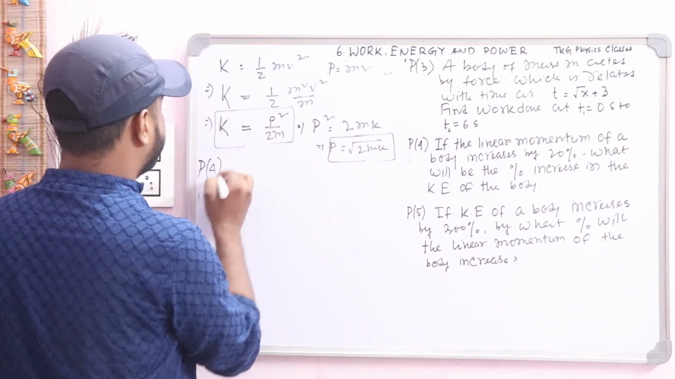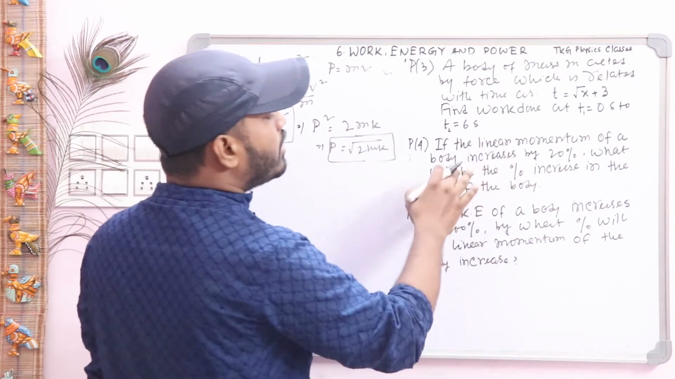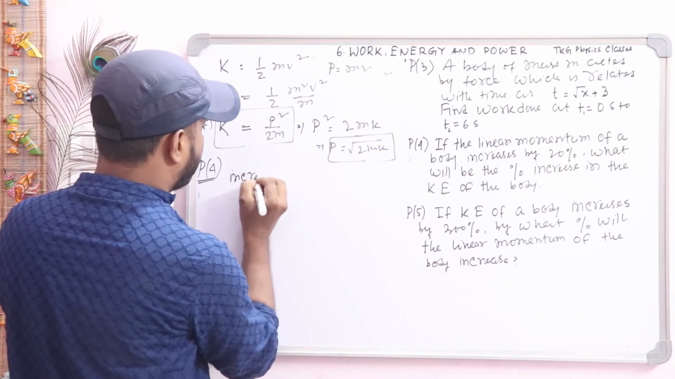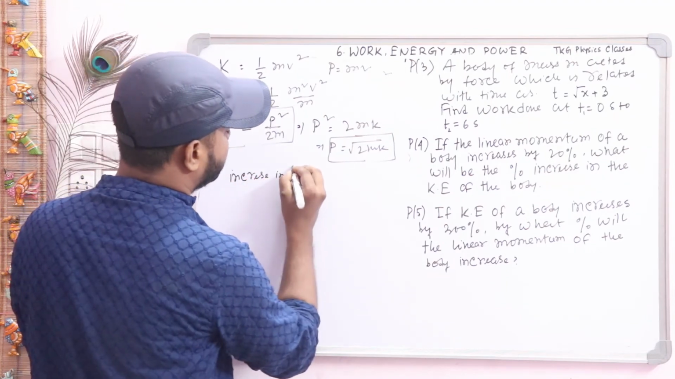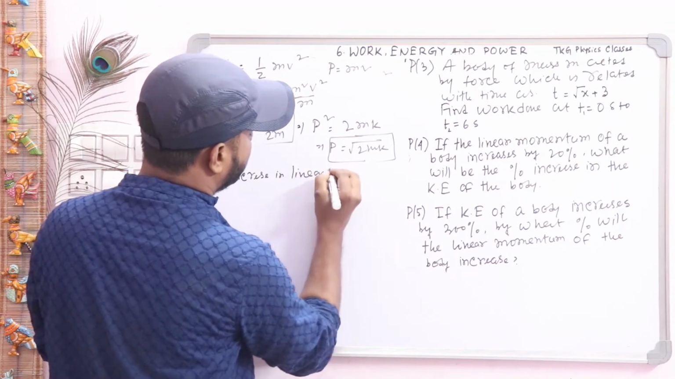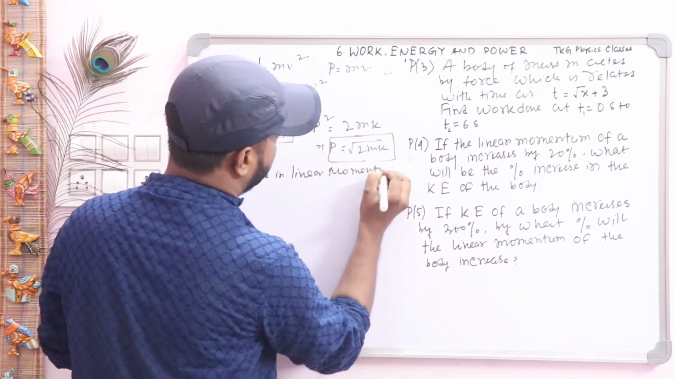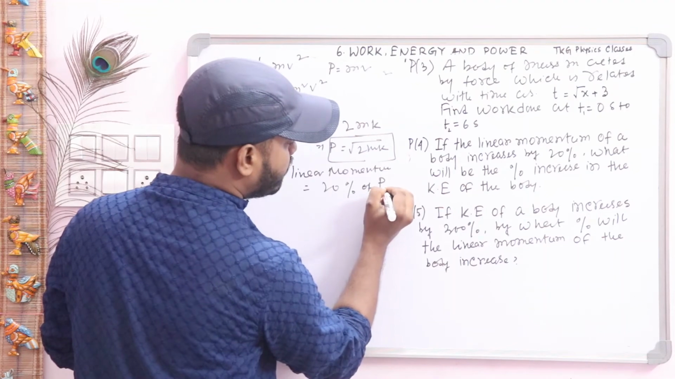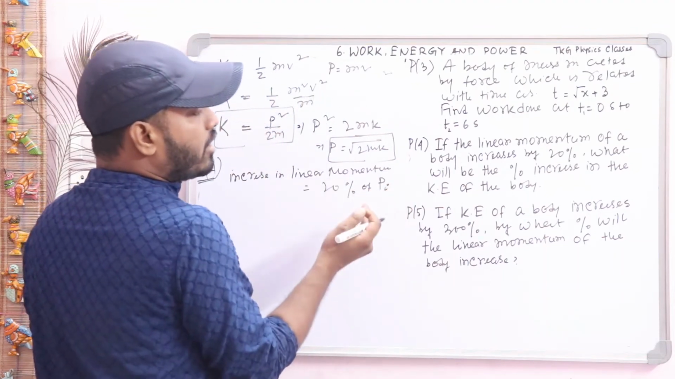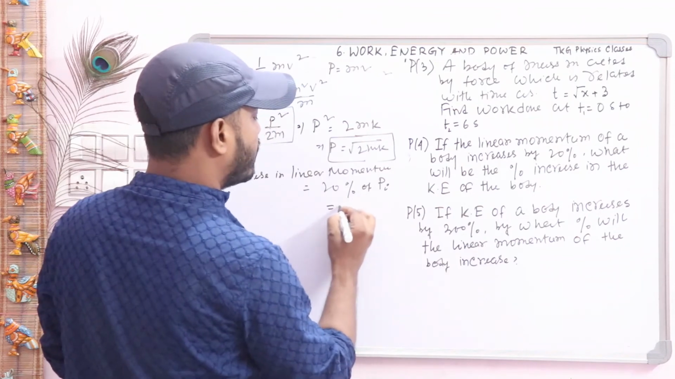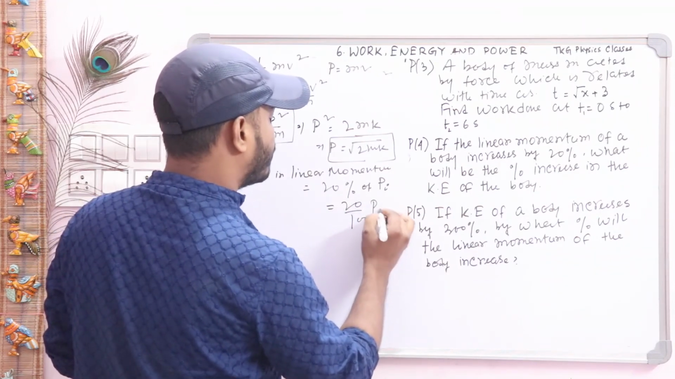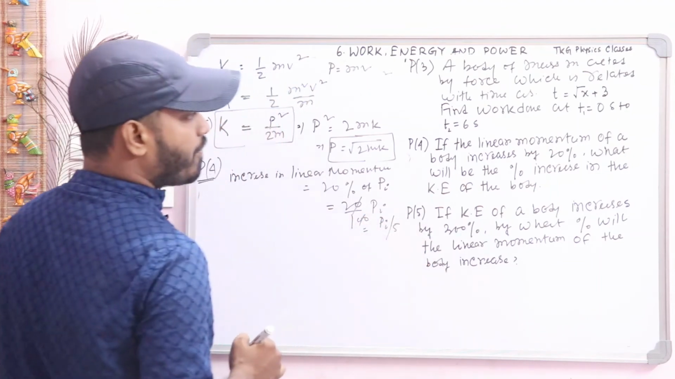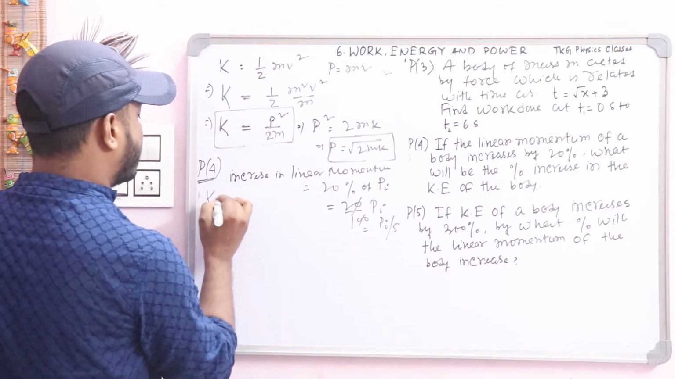You see, in problem 4, which value is given? If the linear momentum of the body increases by 20%. So increase in linear momentum, that is 20% of initial. Suppose initial momentum Pi. So increase in linear momentum, this value is given 20%, so that is 20 divided by 100 into Pi. So this one will be Pi by 5. Okay. Now suppose initial kinetic energy Ki.